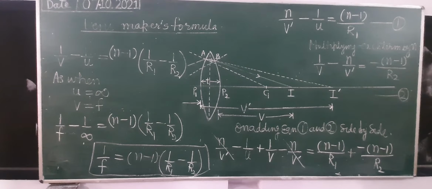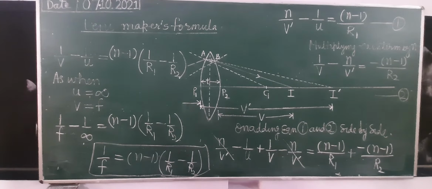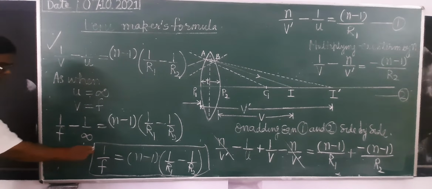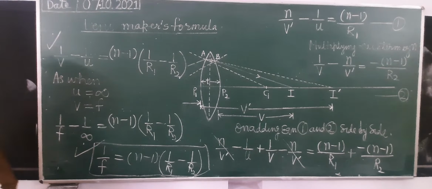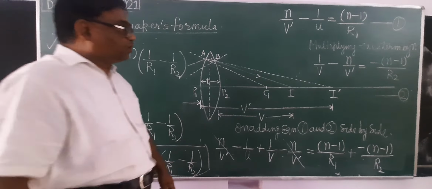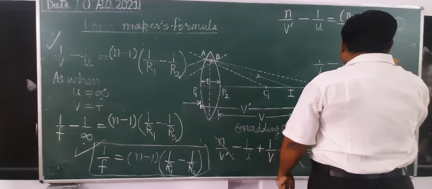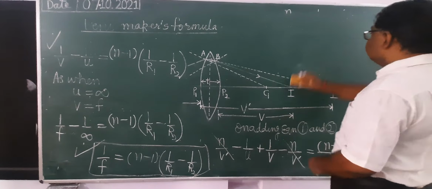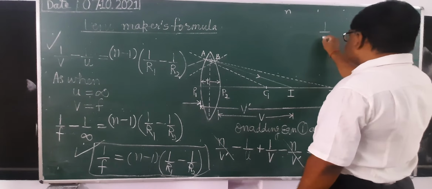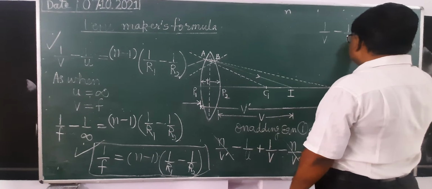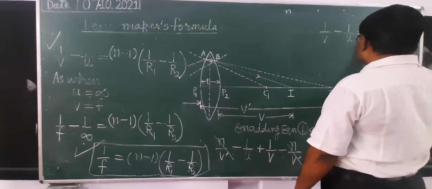Saving. Yes, saving. Lens maker's formula. Now see here, if you compare this and this, the right hand side is same. If you compare the LHS, what will you get? 1 upon v minus 1 upon u equals to 1 upon f. So this is known as the lens equation.